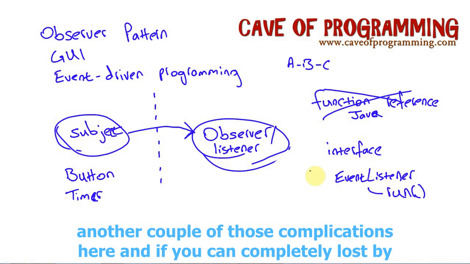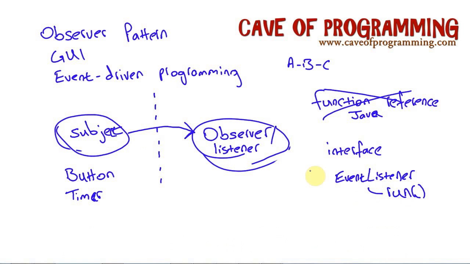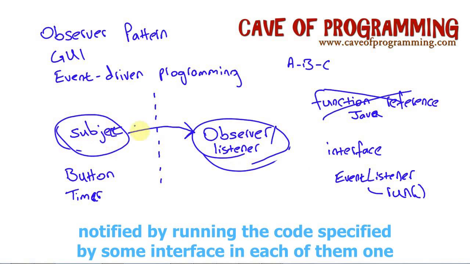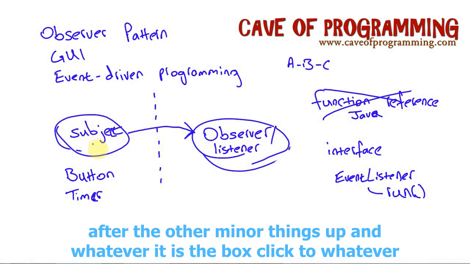And there's another couple of little complications here, and if you're getting completely lost by now, don't worry too much, because we are going to look at this with some actual code. But one thing is, often a subject will maintain a list of observers or listeners. They mean the same thing, but there'll be a whole list of them, and it will notify each of them by running the code specified by some interface in each of them, one after the other, when the thing happens, whatever it is, the button's clicked or whatever.